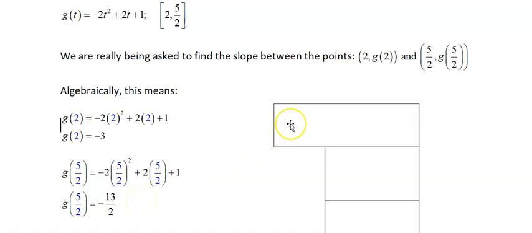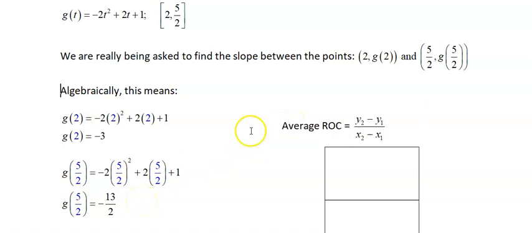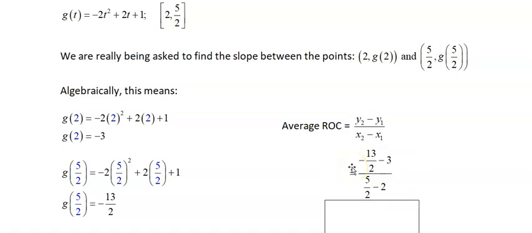So in the end, my average rate of change is just the slope between those 2 points. This is going to be my y2, this is y1, and my 2 x values are the 2 endpoints of the interval in question. So when I plug in, I'm going to get -13 over 2 minus -3 divided by 5 over 2 minus 2, the x values at those 2 points. And when I simplify that, it works out to be -7. So what does that mean?